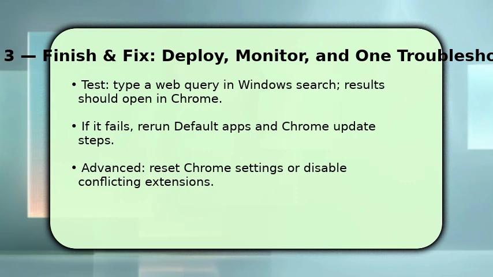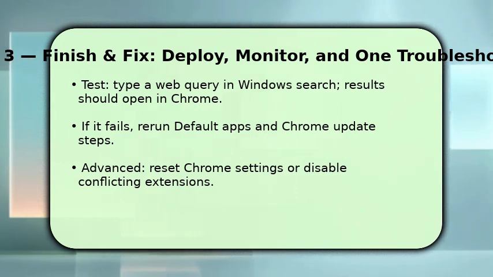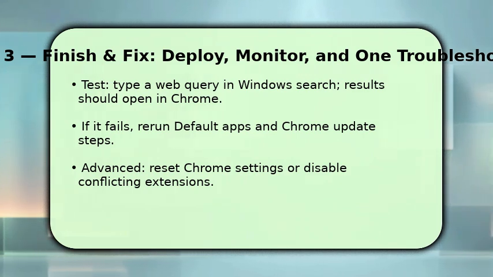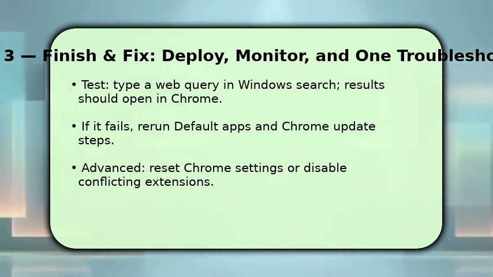If problems persist, disable recently added extensions that may intercept search intents, or reset Chrome settings to defaults. One key troubleshooting tip: reboot after changing defaults, because Windows often needs a restart to apply protocol routing.